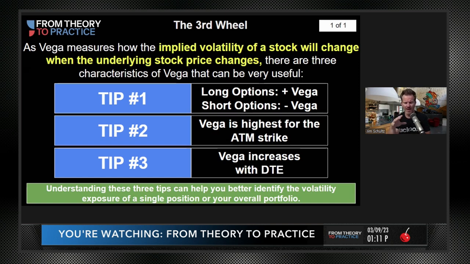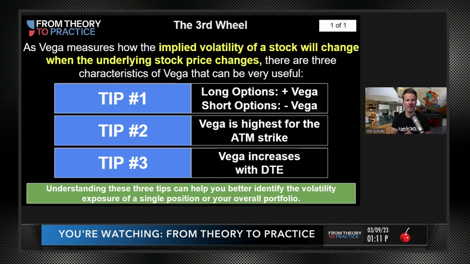Tip number 3, Vega increases with days to expiration. So as you move out further in time, as you expand the time frame that you might be looking at, you will also see that holding all other variables constant, ceteris paribus for all my Latin groupies out there, you will see that Vega also expands.